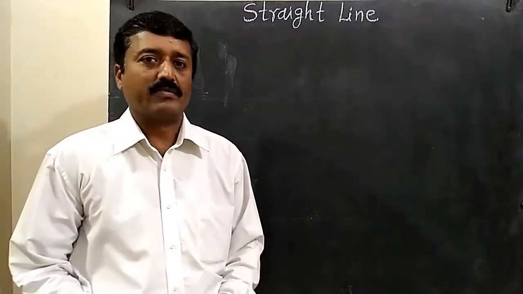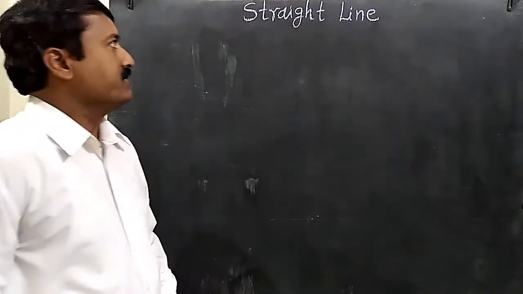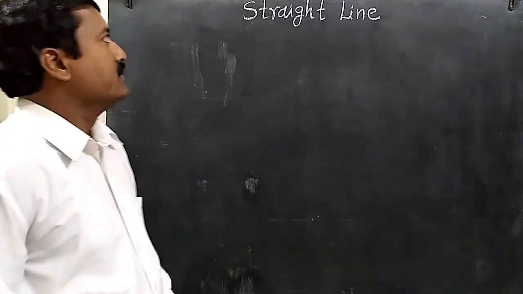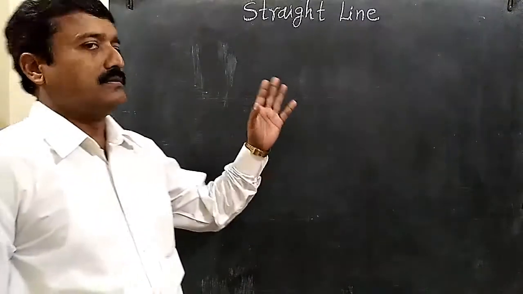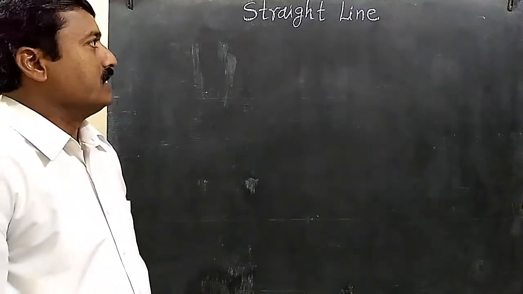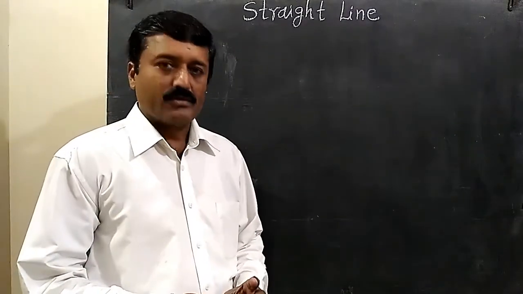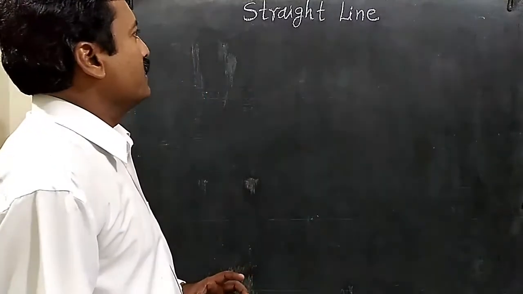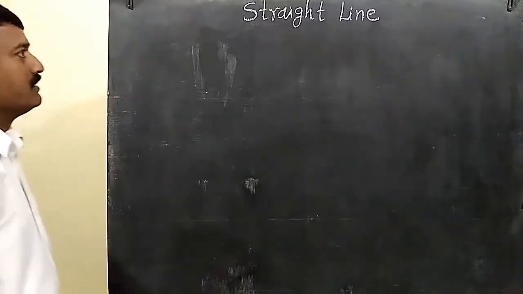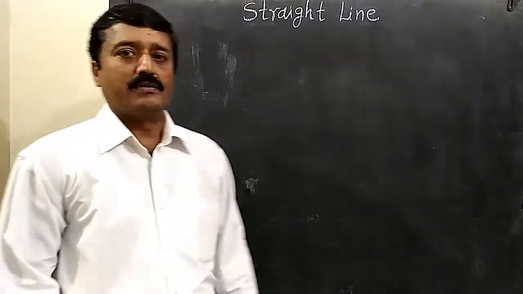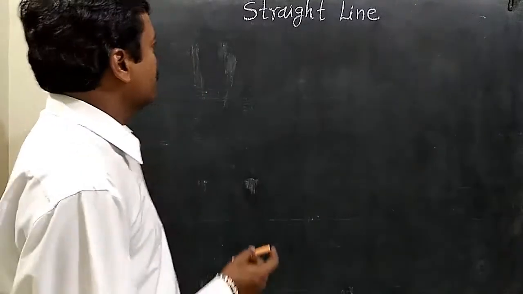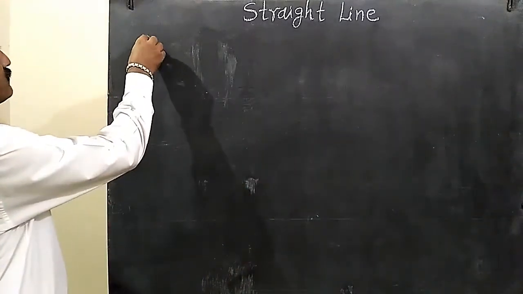Hello everyone. In our previous lecture, we learned the concepts of intercept made by a line on the x and y axis, also inclination of a line, slope of a line, and the angle between two lines. In this lecture, we will solve some examples based on those concepts. Let us see example number 1.